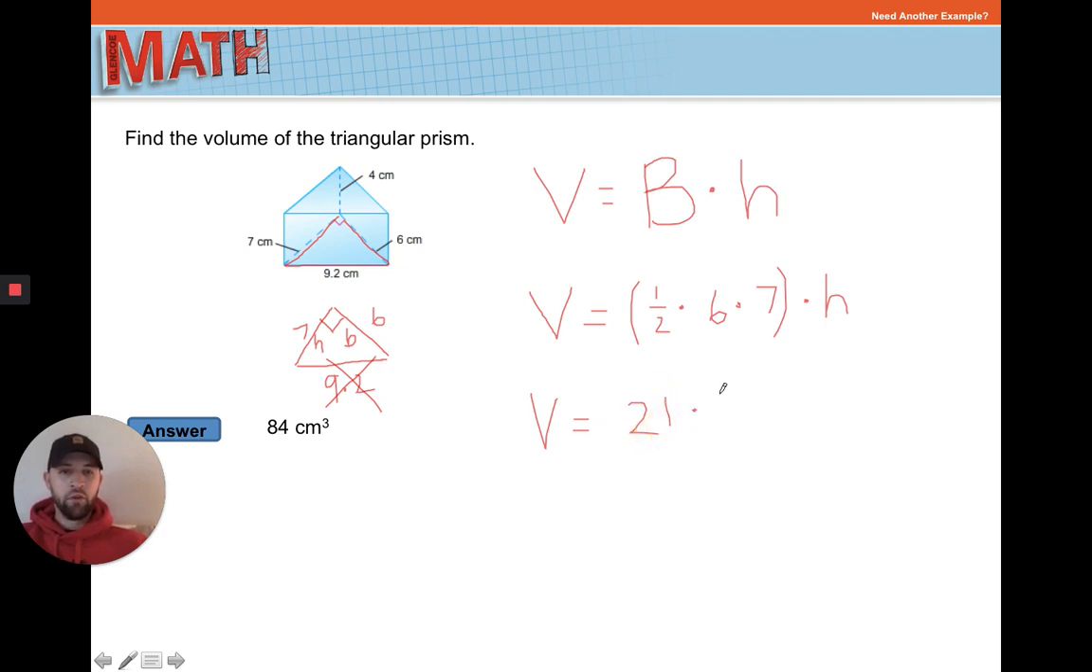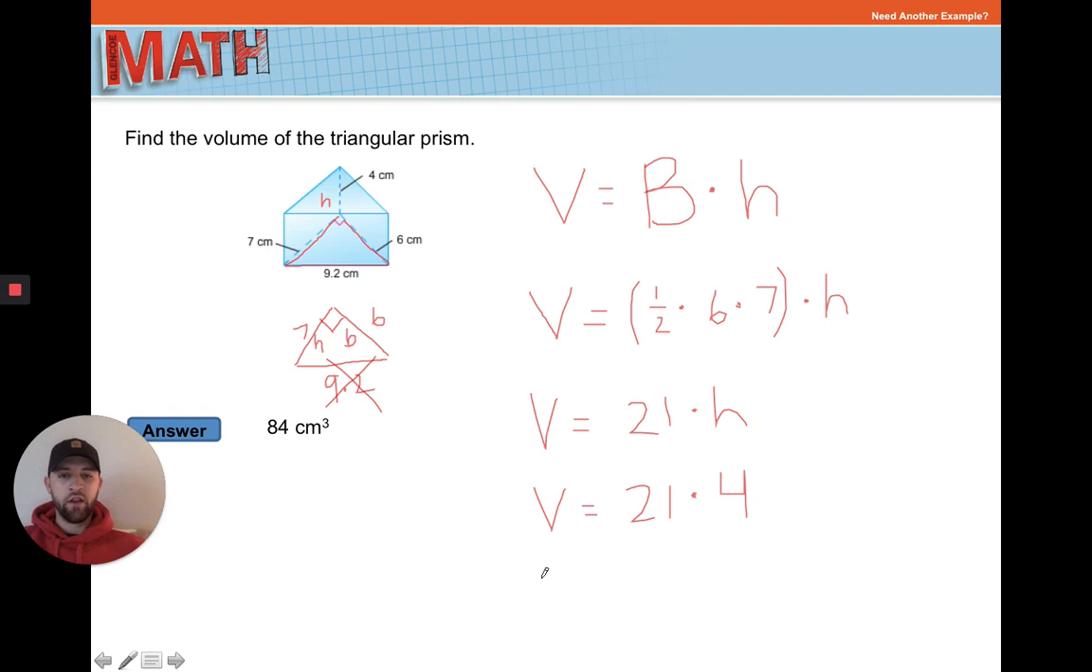So now I have 21 times my height. I got to figure out what my height is. Let's go ahead and look at the shape. We'll go back up to our triangular prism here. You can see in the back, this dotted line shows how tall the triangular prism is. So we're going to use that for our height. Okay. 4 is going to be the height.